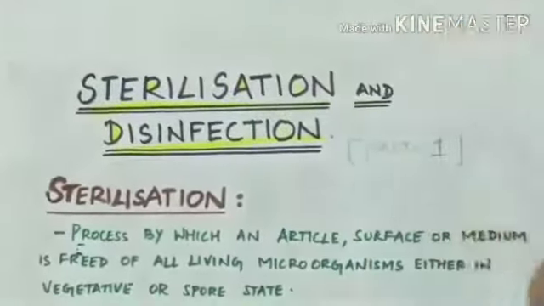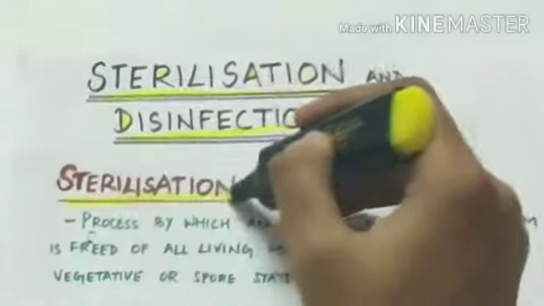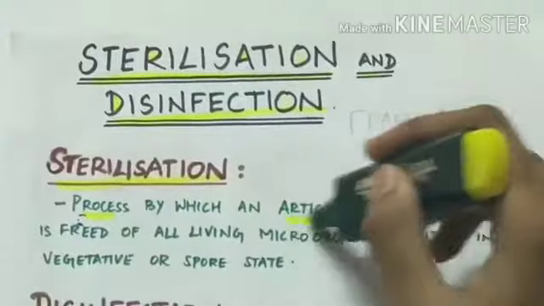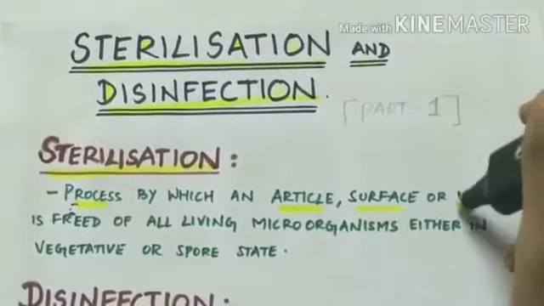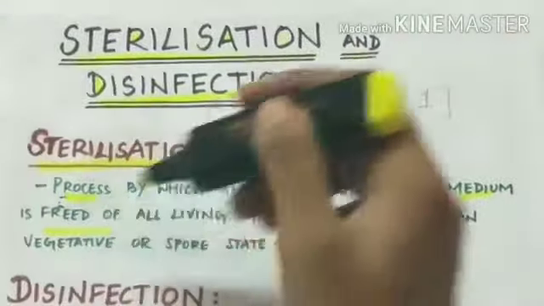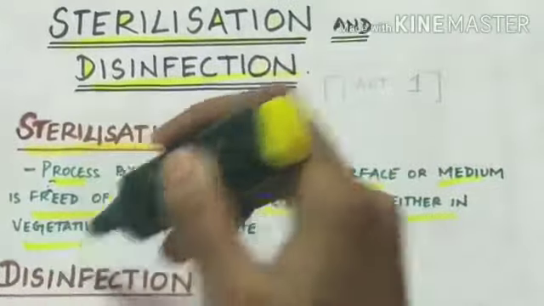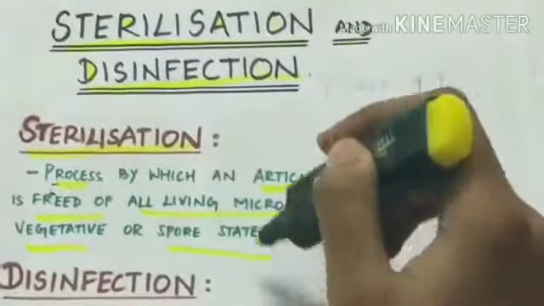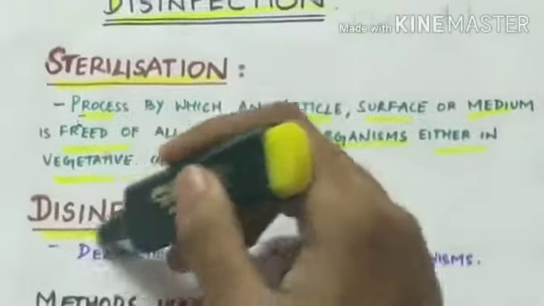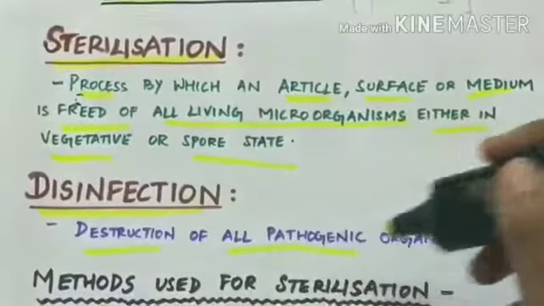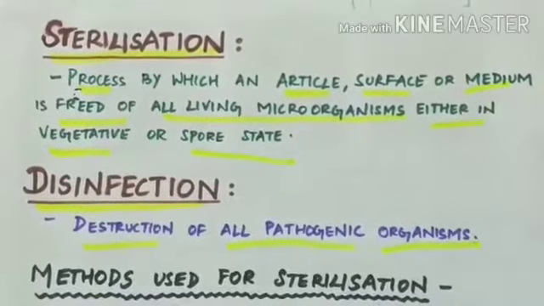Sterilization and disinfection. First, what is sterilization? Sterilization is a process by which an article, surface or medium is freed of all living microorganisms either in vegetative or in spore state. Next, what is disinfection? Disinfection is destruction of all pathogenic organisms.